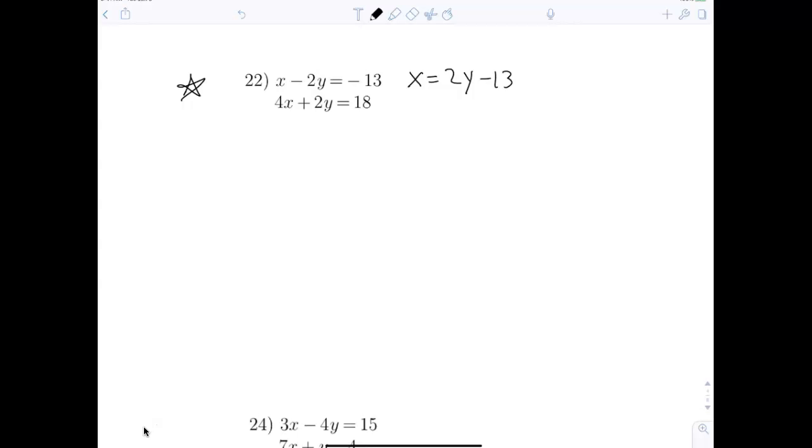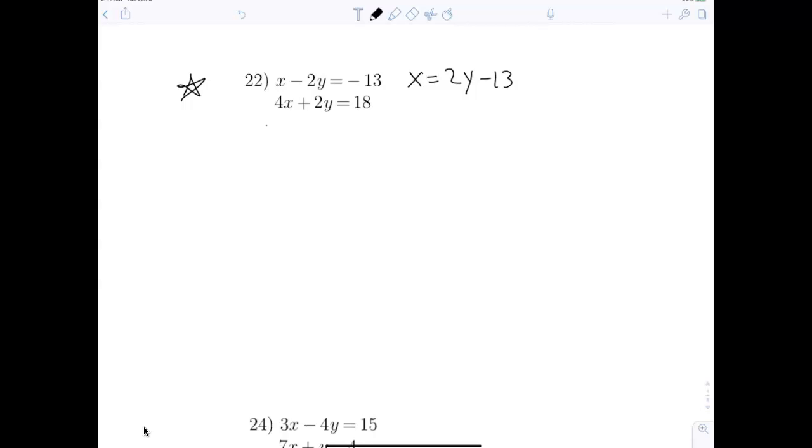Does anybody have any issue with that? All right, so we had to solve for a variable. Tomorrow we won't do this method. We'll do a different method for that problem. But right now we're showing the substitution property. So now wherever I see an x, I put what?